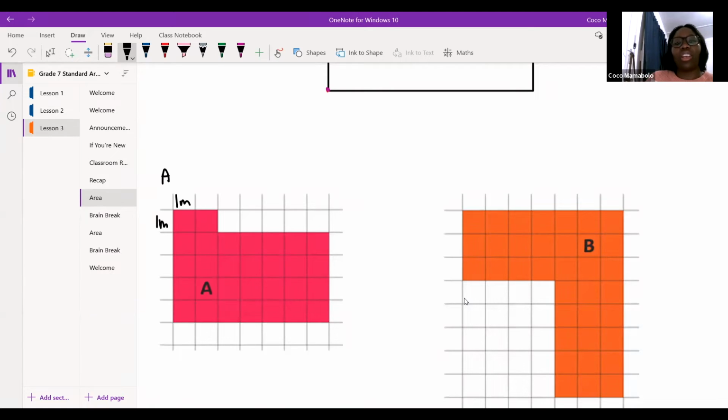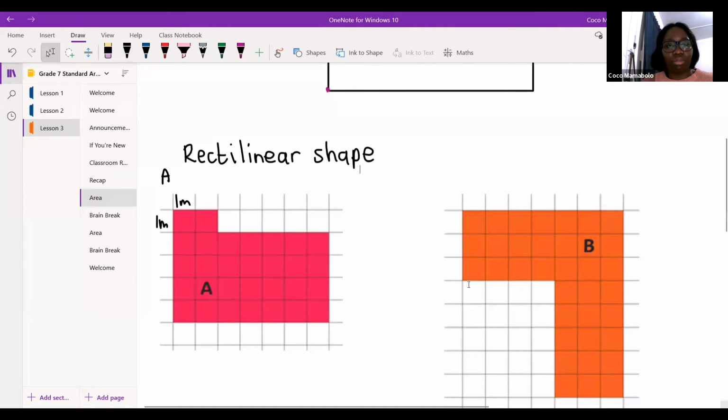Oh, yeah, sorry. I'll write it down. Caroline, we learned this on Wednesday. It's called a rectilinear shape. Okay. And what a rectilinear shape is, is a shape made up of rectangles. Okay. That's it. A rectilinear shape. It's made up of rectangles.